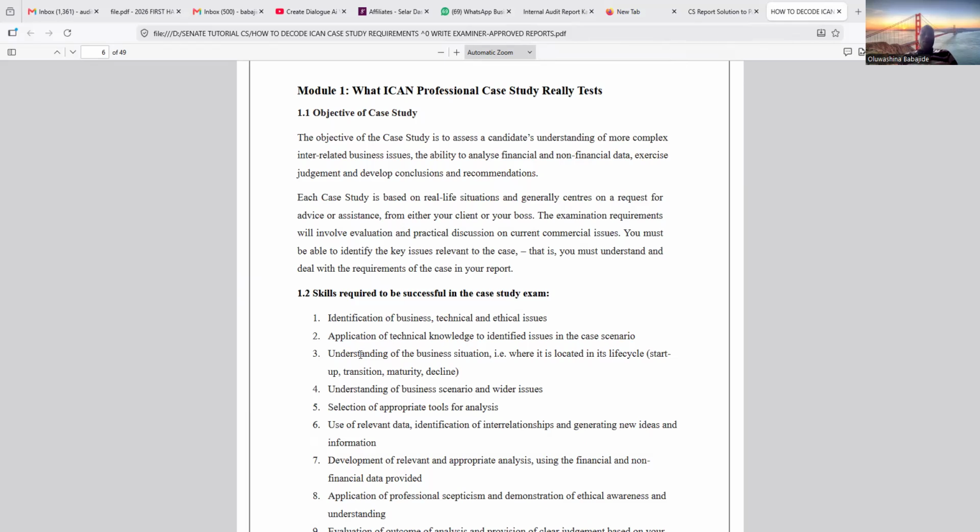Then the second requirement, the second skill that you need to have, is what? Application of technical knowledge to identify issues in the scenario. You need to apply your technical knowledge to identify issues. How do you know, when you are reading something, that this is an issue? You see profit goes up, or you see revenue decline, and that is an issue.